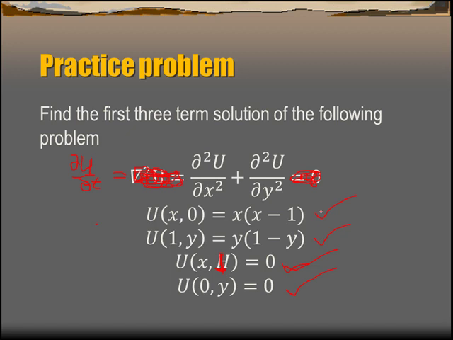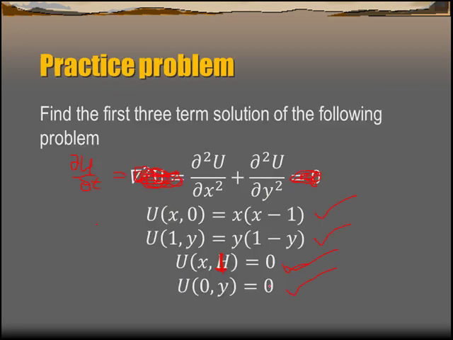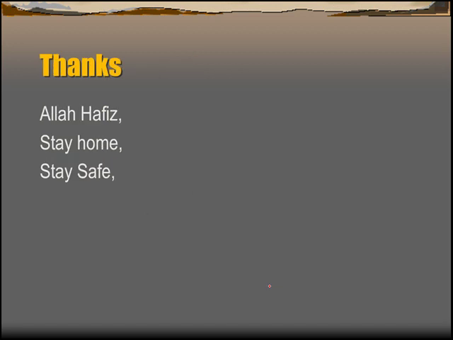बेसिकली दिस इज f1 f2 f3 f4 and you have to use these values in this integral term to calculate a n, b n, c n and d n, and after that you will construct the first three terms of the solution.